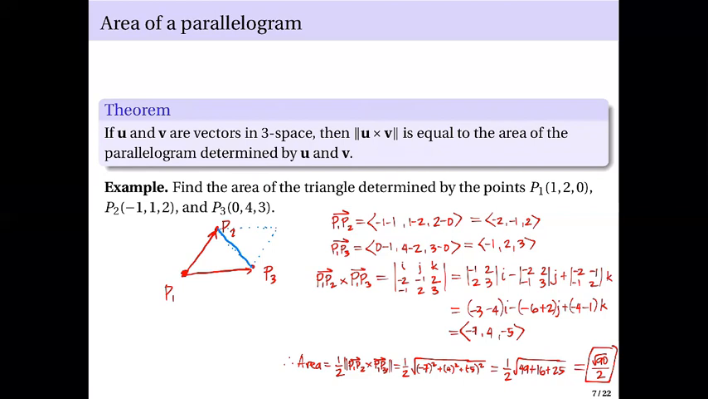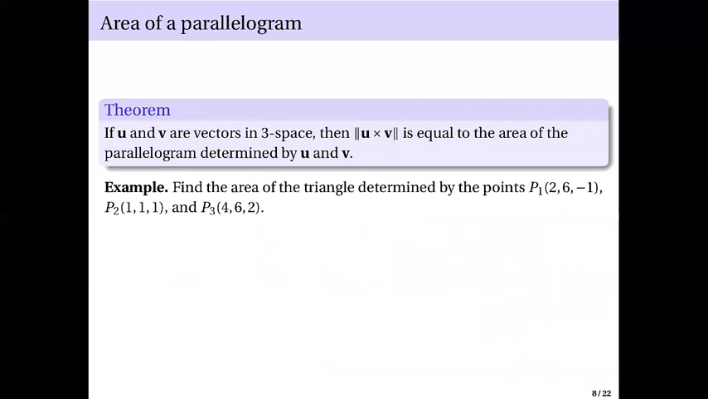Another example here. Find the area of the triangle determined by these points. Similar solution. So again, you can work with me. I'll be working on this slide here, and please work on your desk and let us compare answers. I'll use P1 again as my initial point.